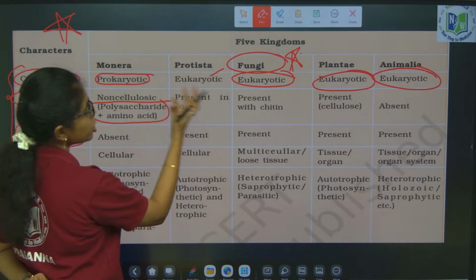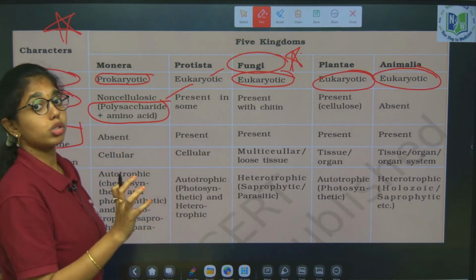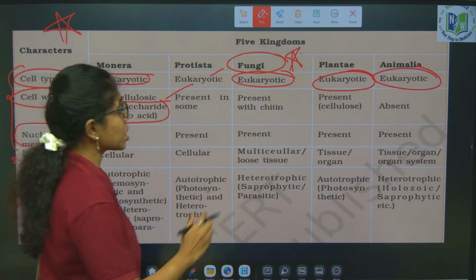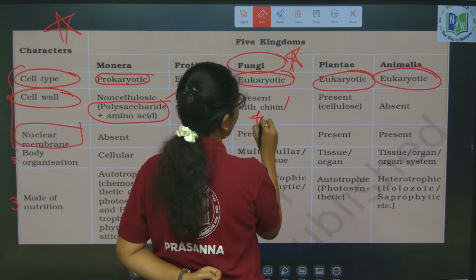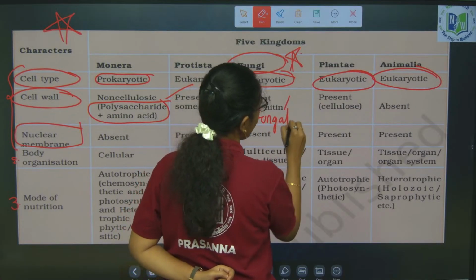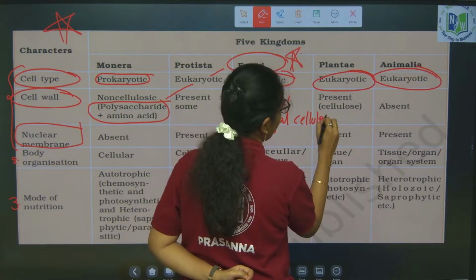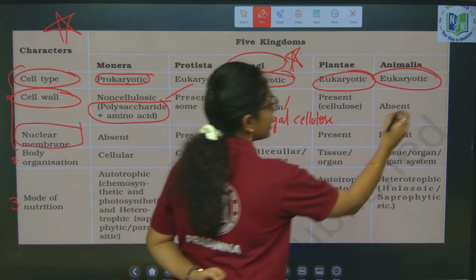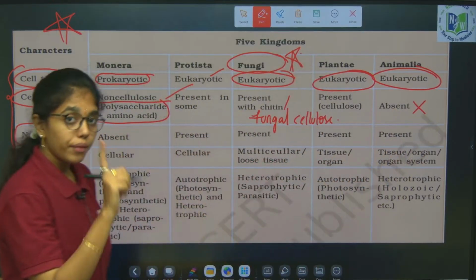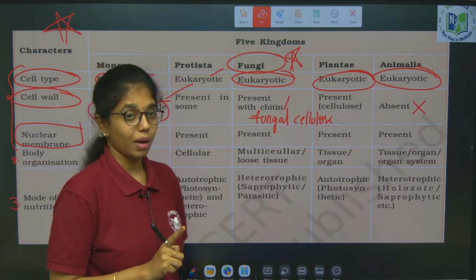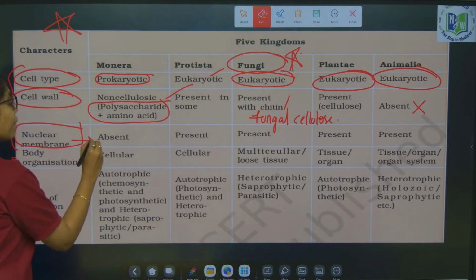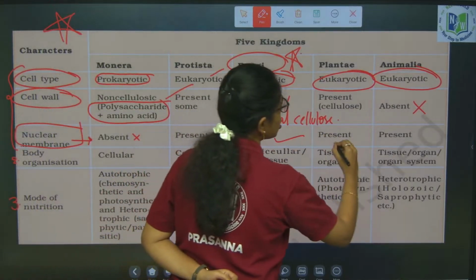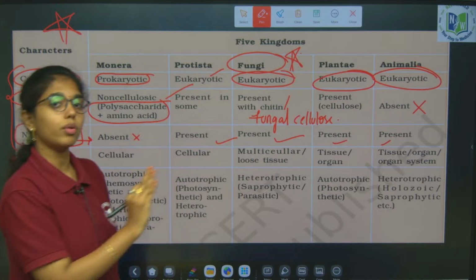Next, cell wall is present in Protista also, in those protistans which are plant like. In fungi also the cell wall is present, which is chitin, commonly called fungal cellulose. Plantae also has a cell wall, made up of cellulose, and in Animalia the cell wall is absent. Remember the cell wall and its composition, very important. Next, the nuclear membrane is absent in Monera. It is present in all the other 4 kingdoms because they are eukaryotic.